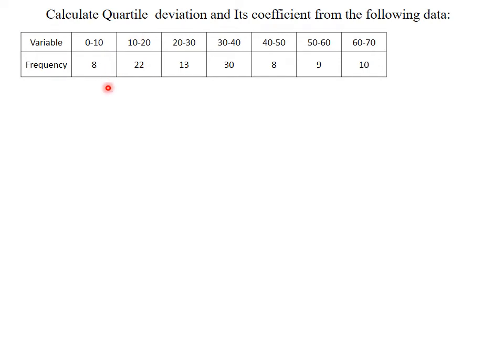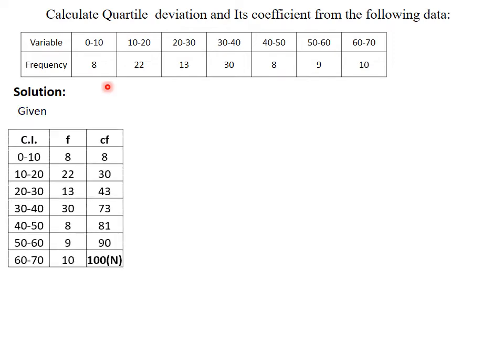Next, solution. Write the given problem as it is. Class interval, frequency. When we come to quartile deviation, we have to find what? CF, cumulative frequency. How to find cumulative frequency? First, we write the first frequency as it is, 8 as it is. Then you have to add 8 with the successive frequencies. So 8 plus 22 is equal to 30. Then 30 plus 13 is equal to 43.